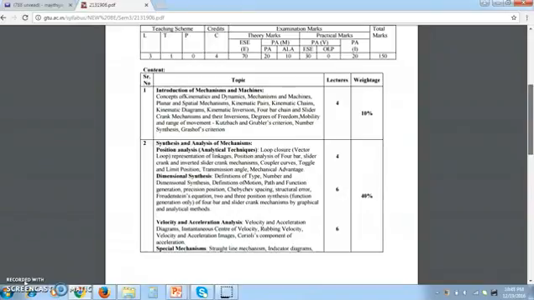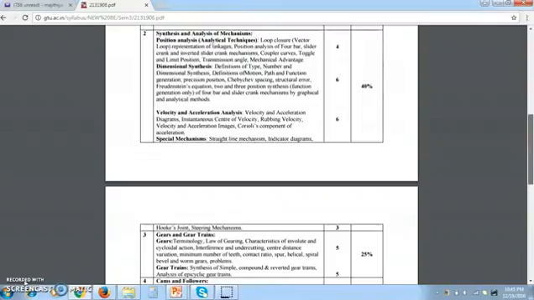Then come to synthesis. Here, after lunch you can start this chapter. If you start around 1 in the afternoon, you can easily complete this chapter around 7 to 8 in the evening, because I expect that during the exam time you can study around 5 to 6 hours continuously. So here just go through the velocity acceleration analysis, spatial mechanism, and dimensional synthesis.